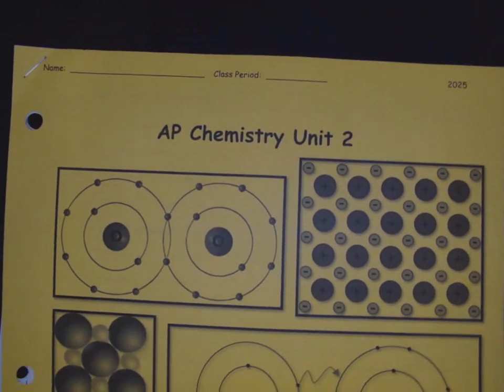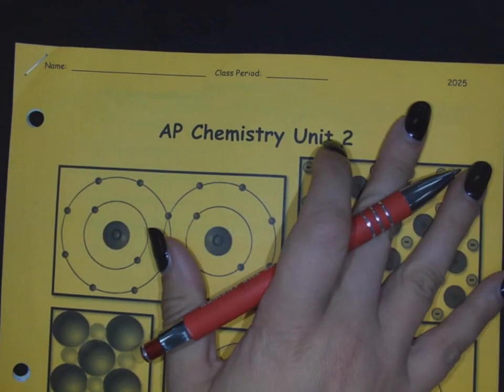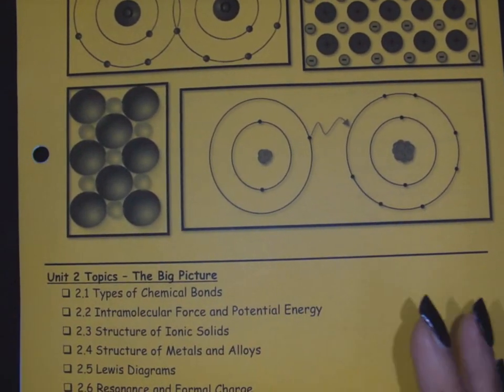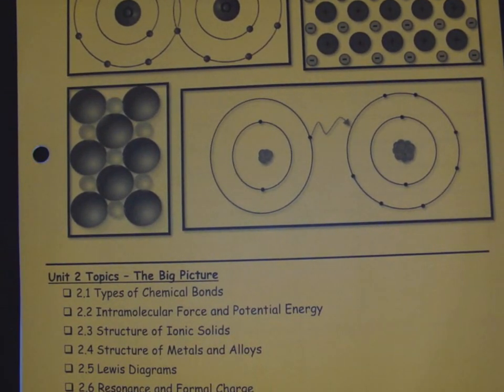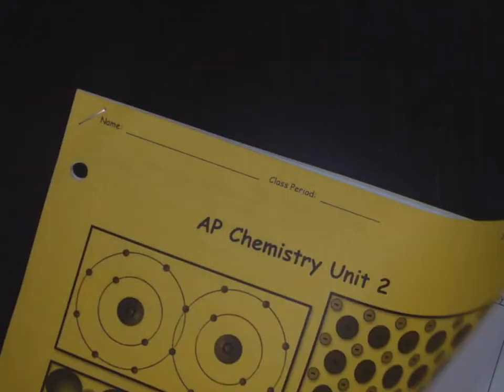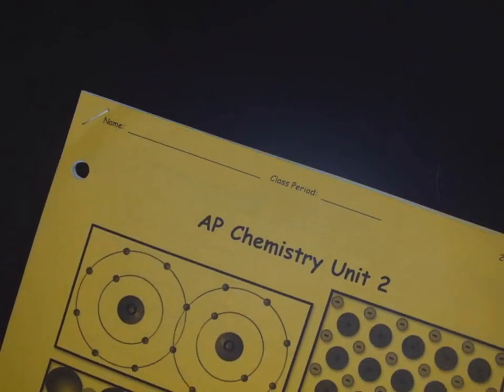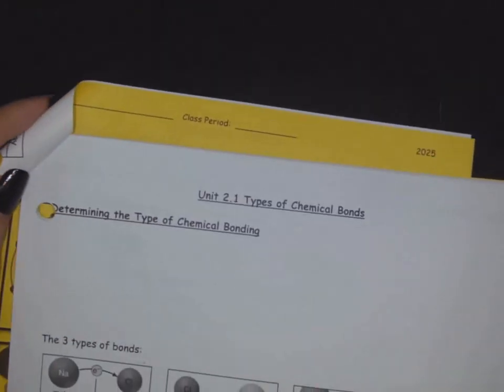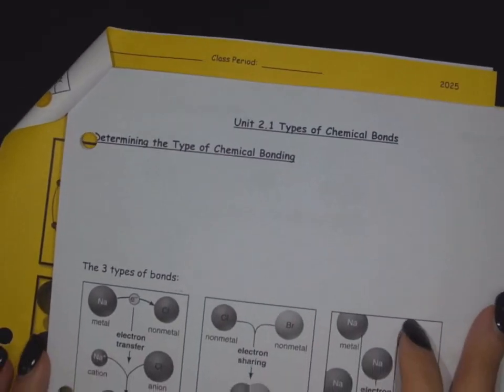Hello everyone. Okay, diving into Unit 2, starting with topic 2.1, which is types of chemical bonds. There are three main types, and if you remember from general chemistry and honors chemistry, the two of those three that we talked about the most were ionic bonds and covalent bonds. Okay? So, determining the type of chemical bonds.